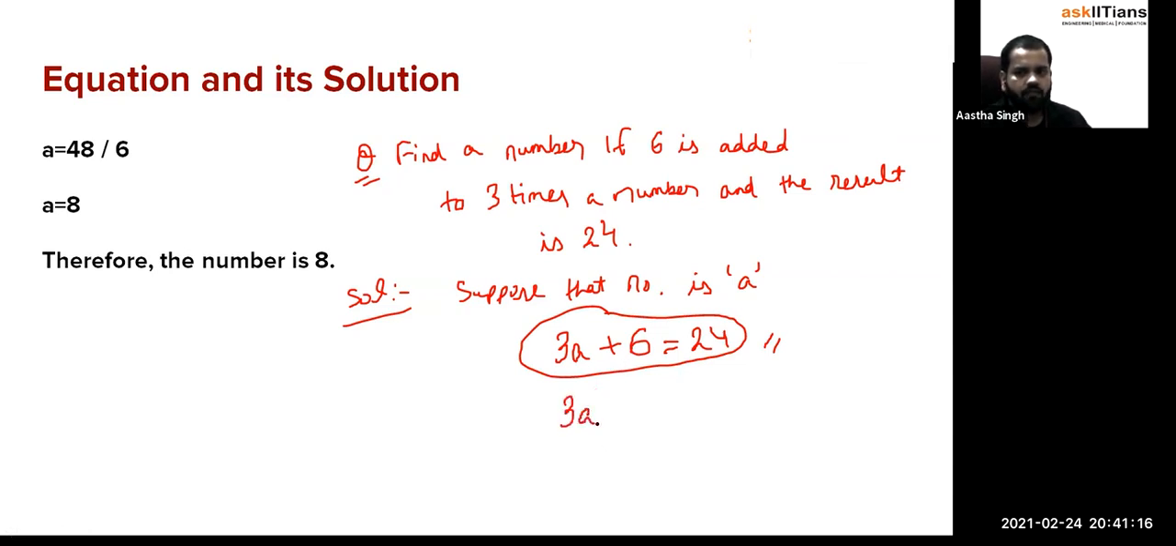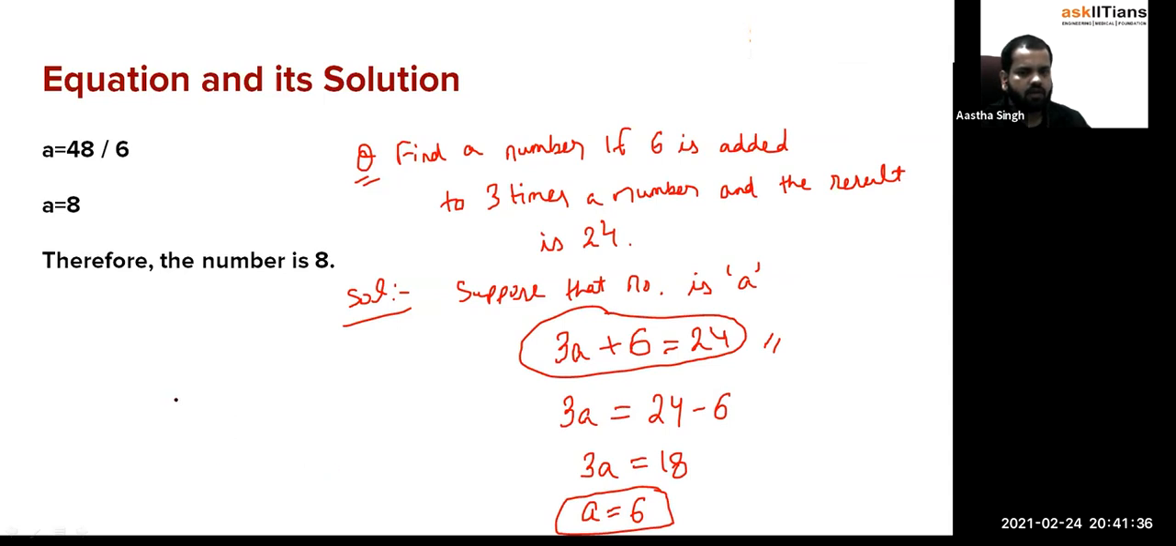So 3A will be equal to what? 24 minus 6. So what is 24 minus 6? 3A will be equal to 24 minus 6, which is 18. So basically A is equal to 6.